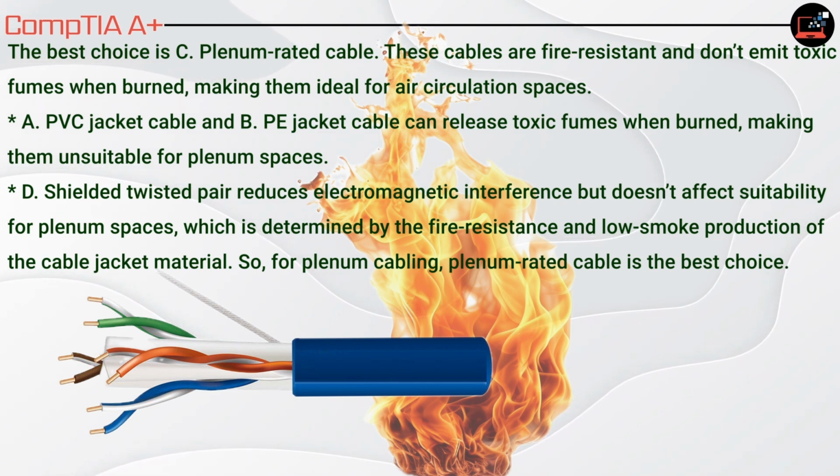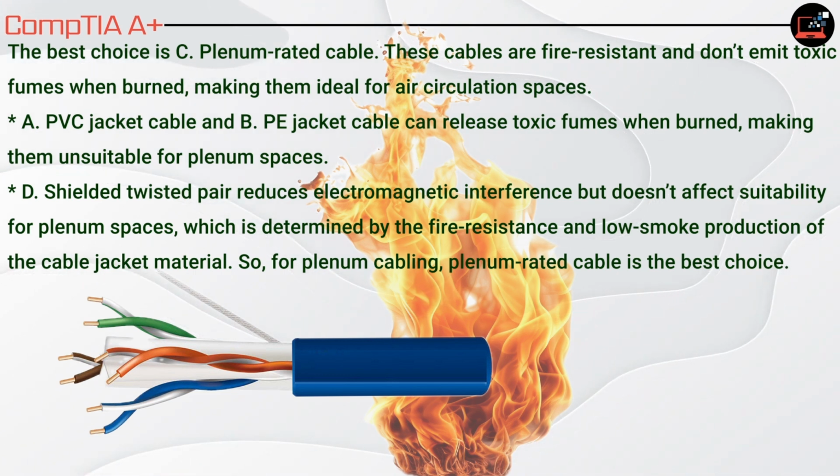spaces. D, shielded twisted pair reduces electromagnetic interference but doesn't affect suitability for plenum spaces, which is determined by the fire resistance and low smoke production of the cable jacket material. So, for plenum cabling, plenum rated cable is the best choice.